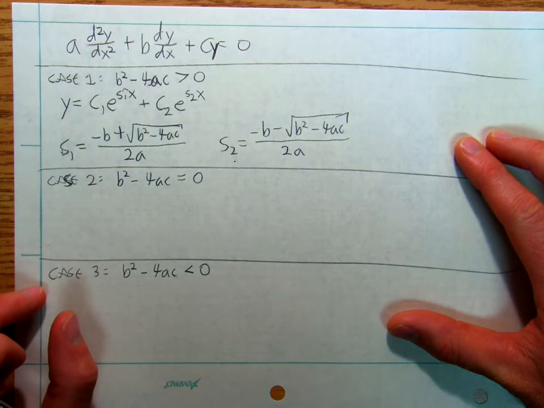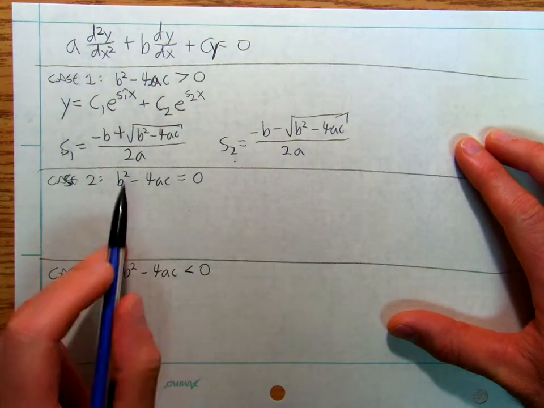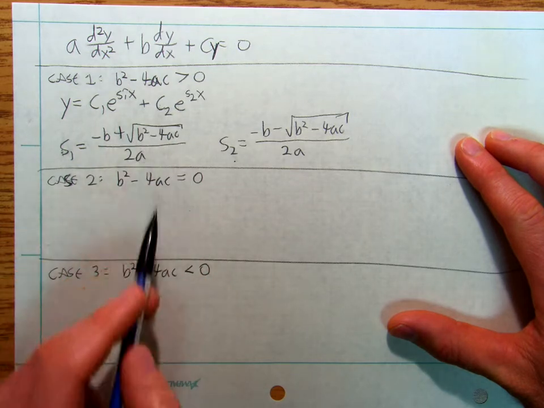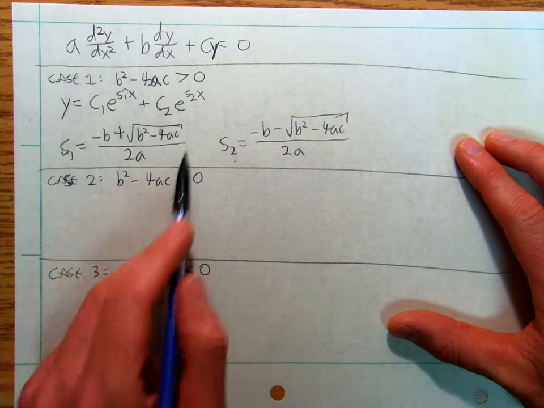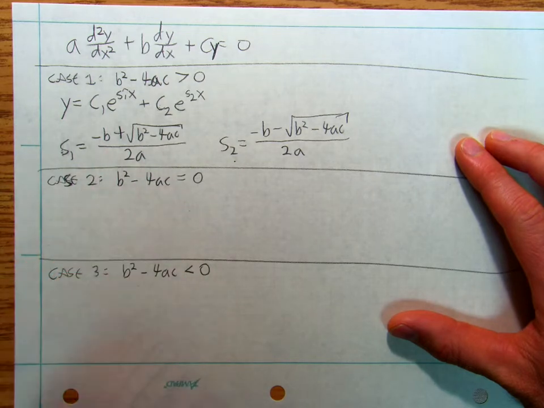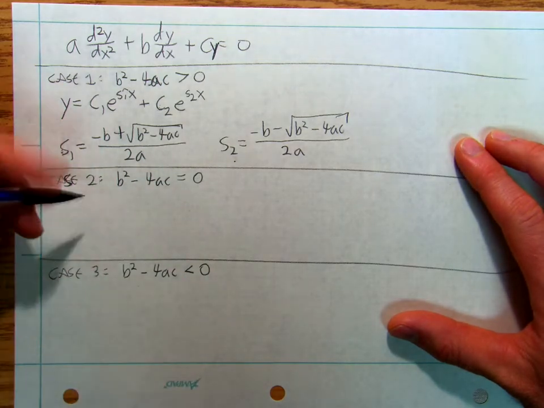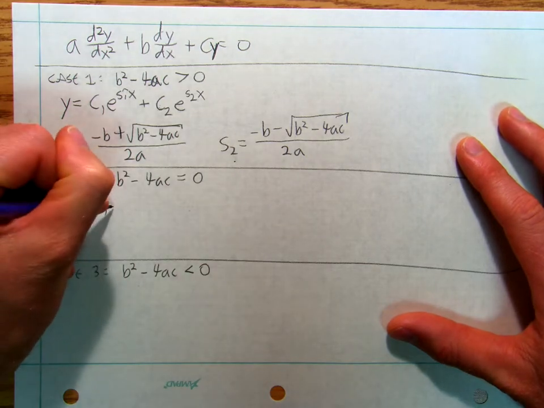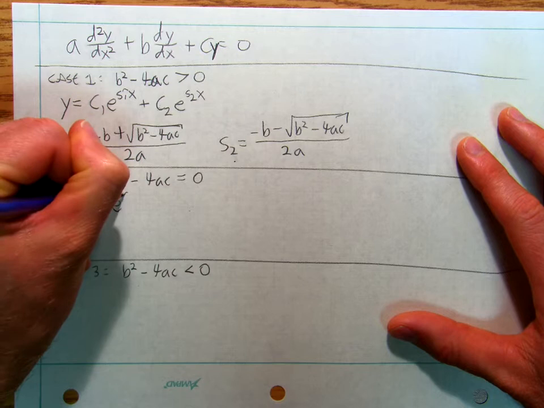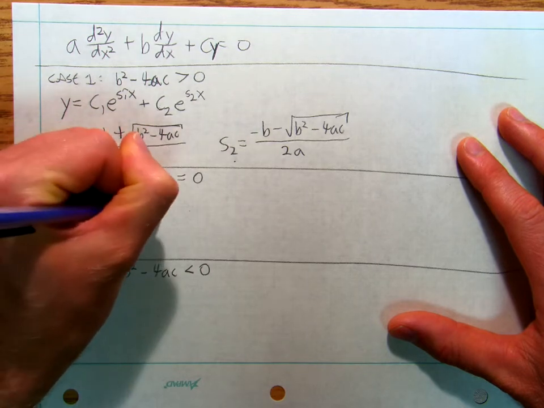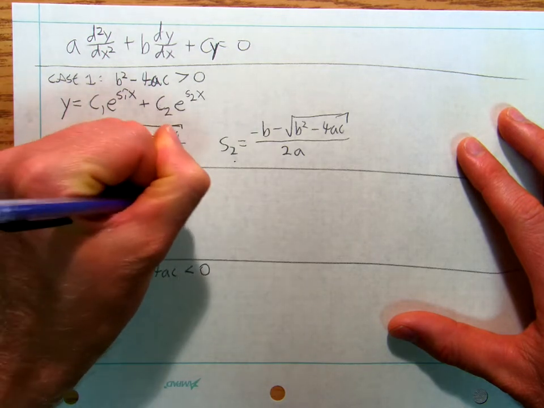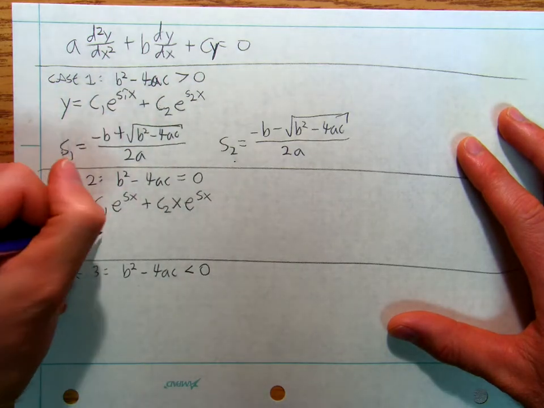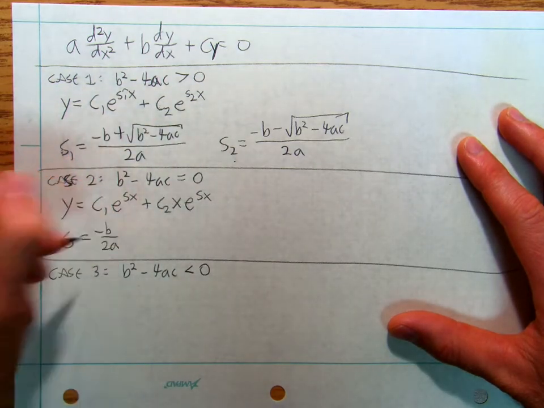Okay, then my case 2, well then this part here is equal to 0, so if b squared minus 4ac is equal to 0, I'm just going to get minus b over 2a, but I need to have two solutions, so my solutions are going to be c1 e to the sx plus c2 x e to the sx, where s is equal to minus b over 2a.